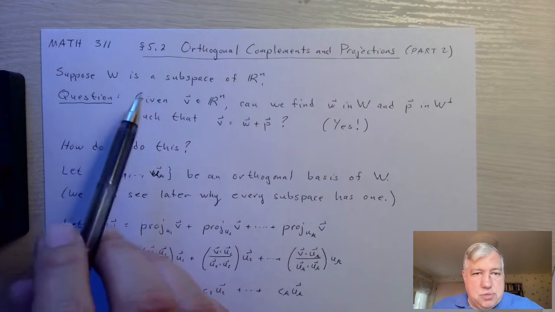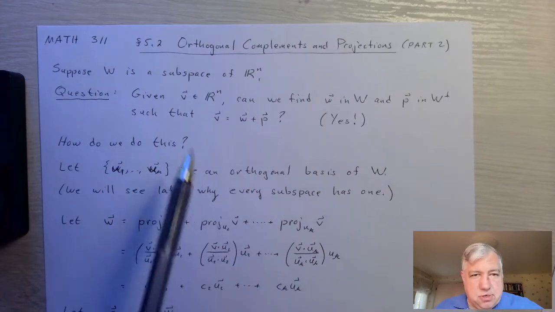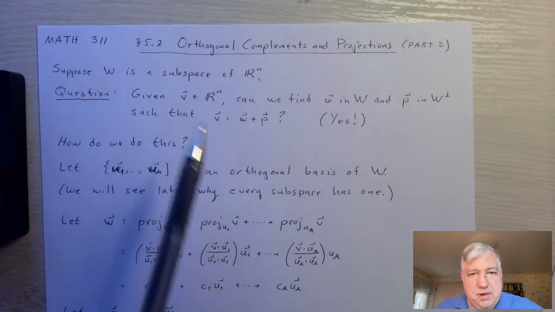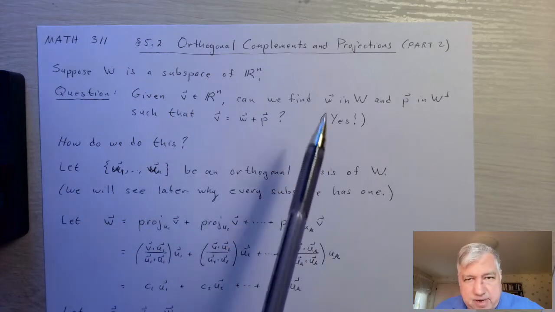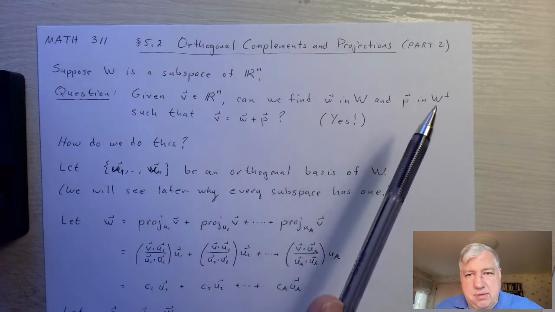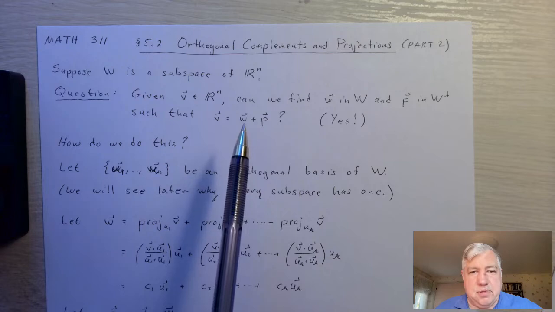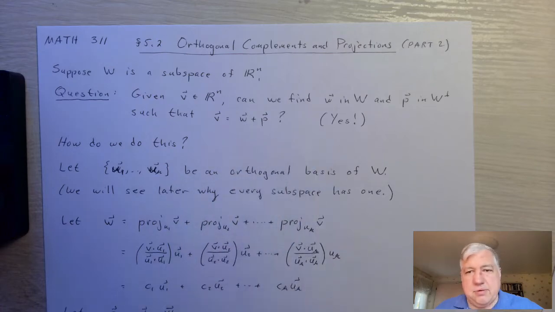So suppose W is a subspace of Rn, and the question we're going to start with is: given a vector V, can we find a vector w in W and a vector P in W perp such that V is the sum of w and P? And the answer is an enthusiastic yes. Now how do we do this? It's certainly not obvious.